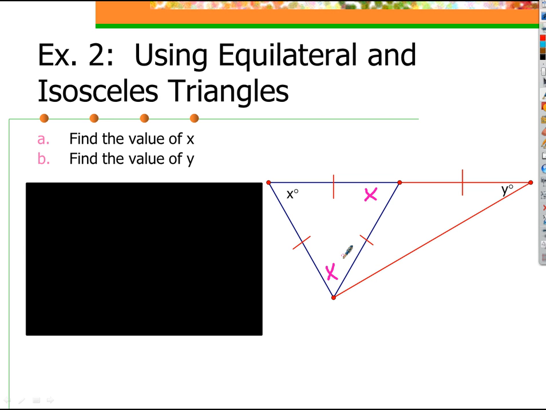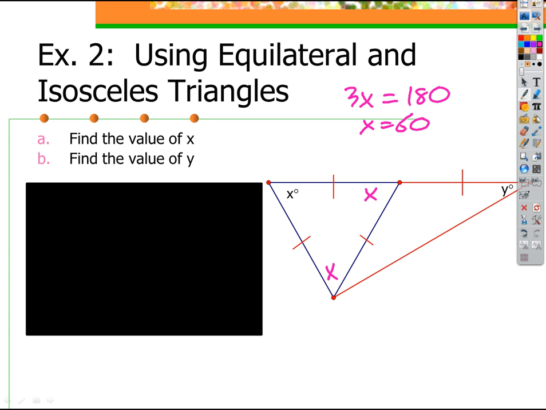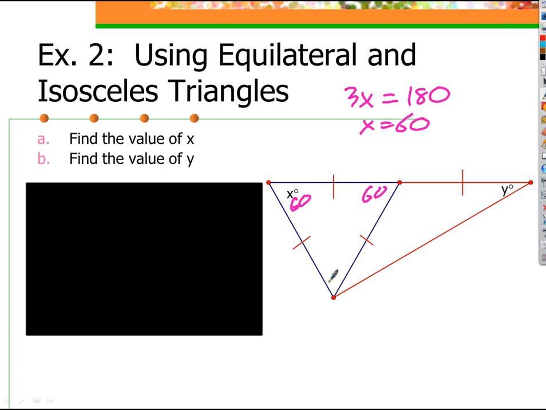And so I can make an equation out of this. x plus x plus x, which is just 3x, equals 180, right? So what's x? Yeah, divide both sides by 3, and x equals 60. Good. And so we can actually write 60 in there instead. Okay, so that's 60, that's 60, and that's 60, and that might be useful to us.